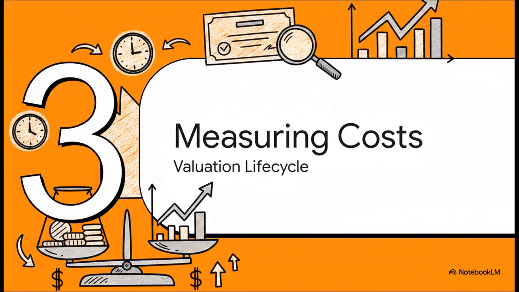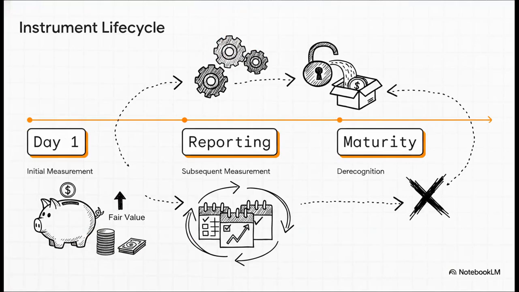Which brings us to Section 3, measuring costs and values. As you can see, everything starts at day 1 with initial measurement, which is usually recorded at fair value. Then, as reporting periods roll by, we enter subsequent measurement, literally tracking the value as the asset or liability works for the entity over time. And finally, we reach the maturity date, or the point of derecognition. It's this continuous, highly logical journey tracking the instrument's financial weight during its active working life.